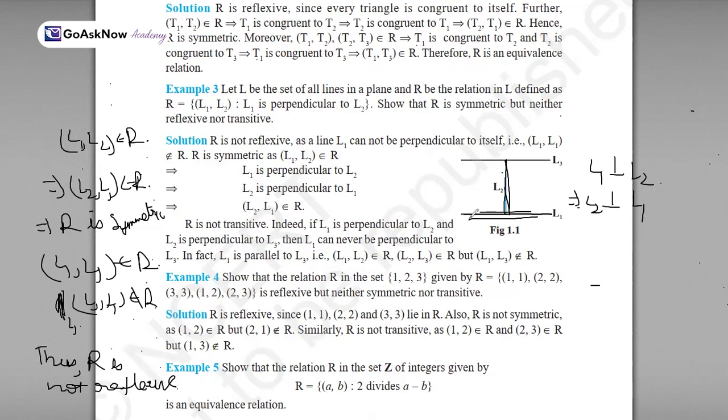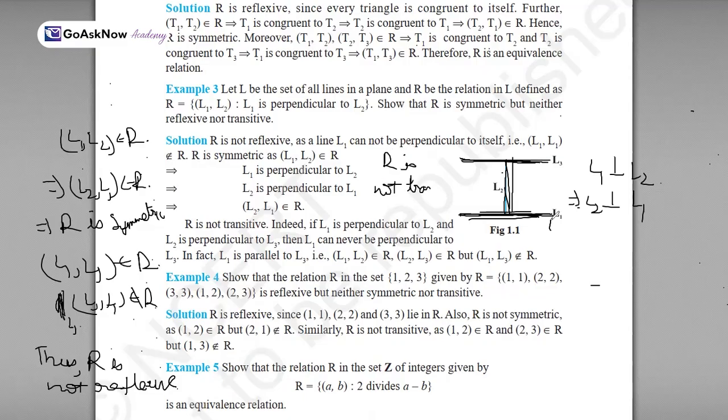So suppose I have this line here. You can see in the figure that L1 is a line, and L2 is another line, which is perpendicular to L1, and L2 is related to L3 also. That is, L3 and L2 are perpendicular to each other. So can we say that L1 is perpendicular to L3 also? No, these are not perpendicular. These are parallel to each other. You can see the figure. L3 is here parallel to L1. So R is not transitive also.